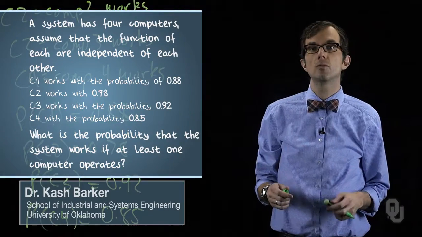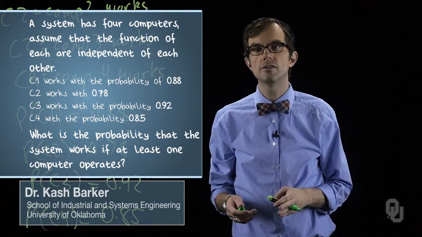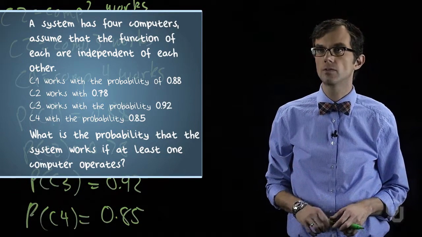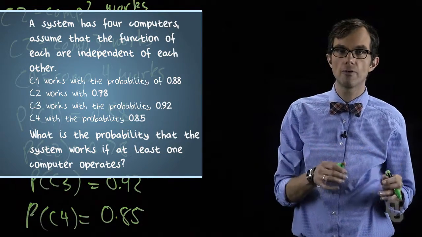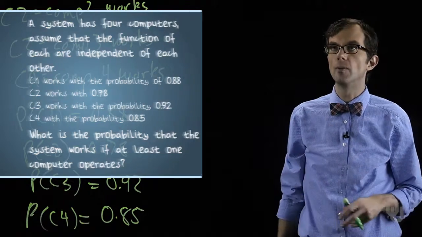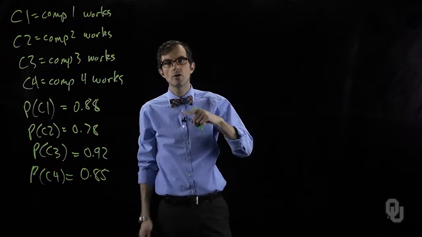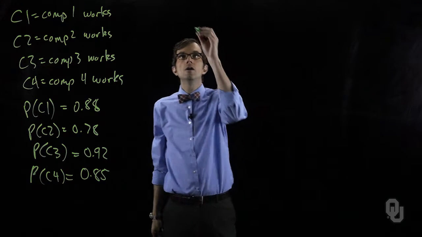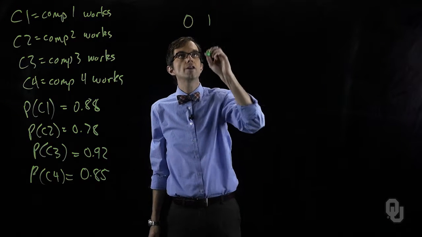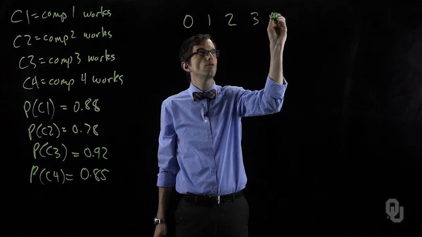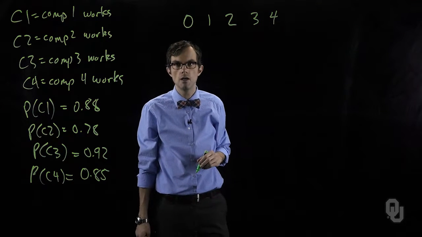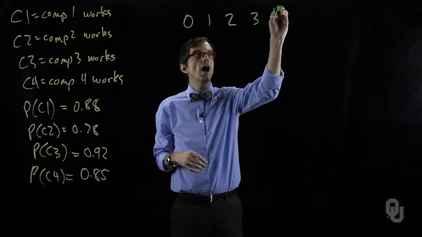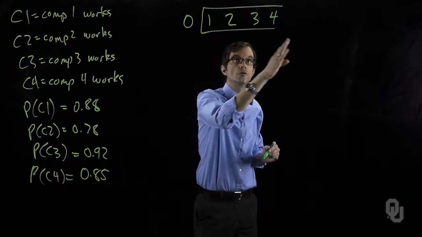Now let's take a look at the probability that the system operates only if at least one computer operates. Okay? So if one computer operates, the system operates, what's that probability? Well, let's think of the possibilities of those 4 computers operating. None could operate, 1 could operate, 2, 3, or 4 could operate. Okay? And we want to know the probability the system operates if at least one operates. That would be all of those possibilities.